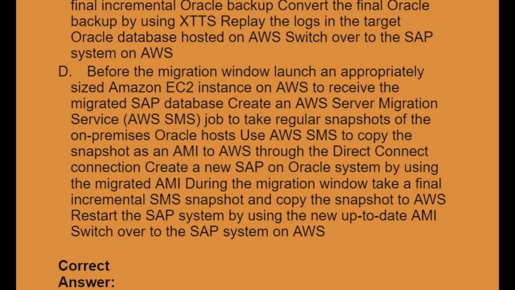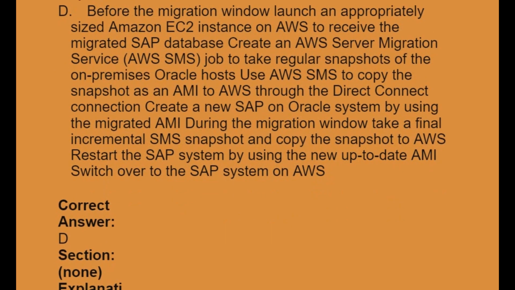During the migration window, take a final incremental SMS snapshot and copy the snapshot to AWS. Restart the SAP system by using the new up-to-date AMI. Switch over to the SAP system on AWS. Correct answer is option D.